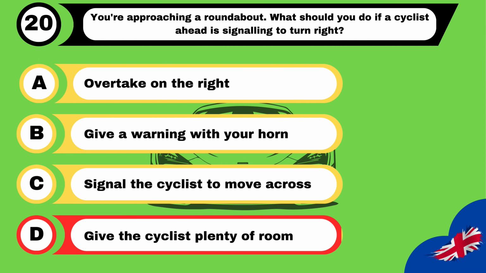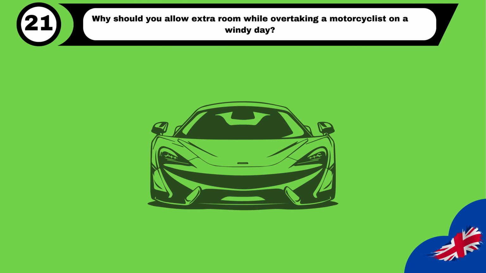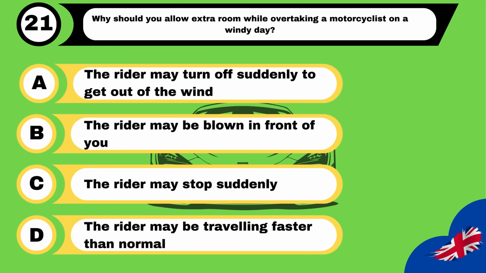The answer is D. Give the cyclist plenty of room. Question 21. Why should you allow extra room while overtaking a motorcyclist on a windy day? A. The rider may turn off suddenly to get out of the wind. B. The rider may be blown in front of you. C. The rider may stop suddenly. D. The rider may be traveling faster than normal.